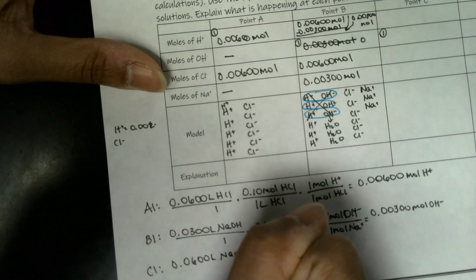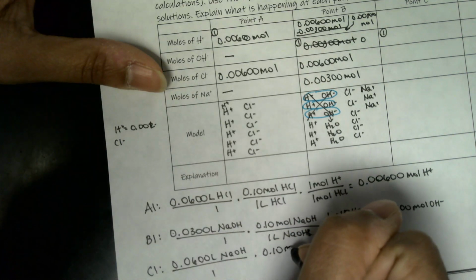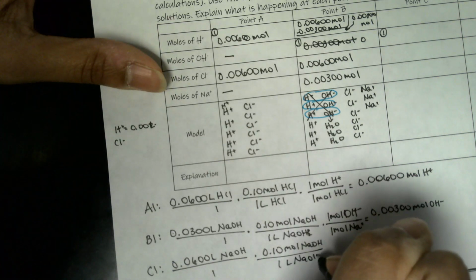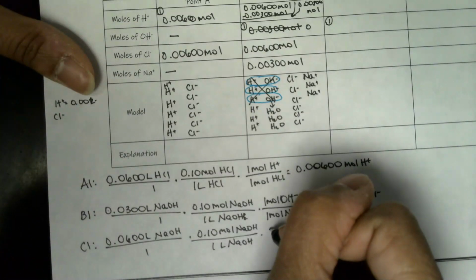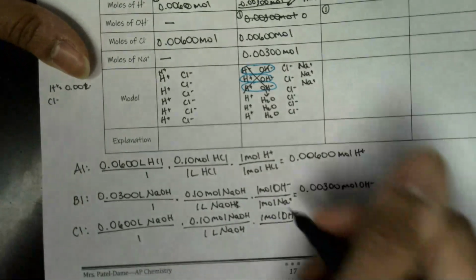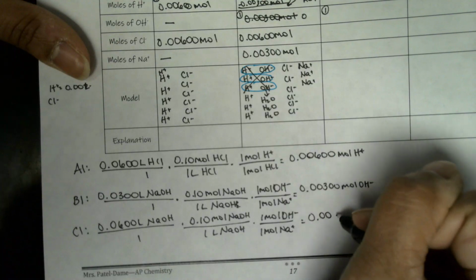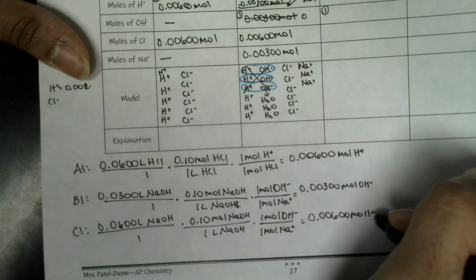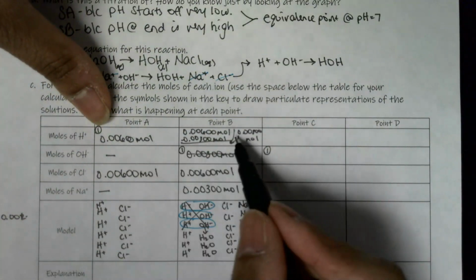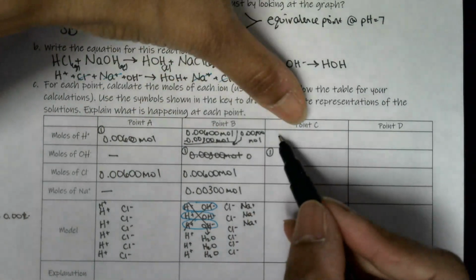0.0600 liters of NaOH over 1 times 0.10 moles of NaOH over 1 liter of NaOH, times 1 mole of OH minus for every 1 mole of Na plus. So that gives me 0.00600 moles of OH minus. So if I'm comparing that to my original, because here I added 0.003 moles of OH, I'm adding another 0.003 moles of OH.